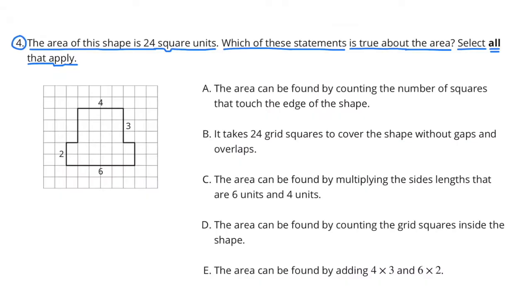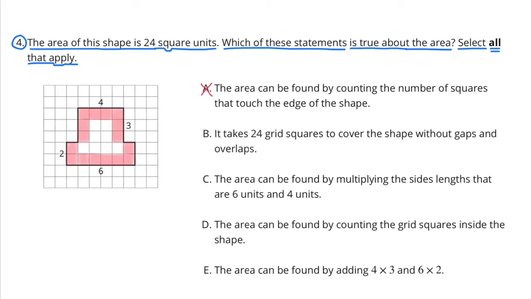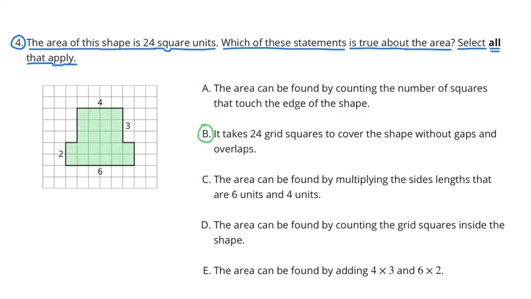Number 4. The area of this shape is 24 square units. Which of these statements is true about the area? Select all that apply. A does not apply. This is more like finding the perimeter, not the area. B does apply. It takes 24 grid squares to cover the shape without gaps and overlaps. That is the area.